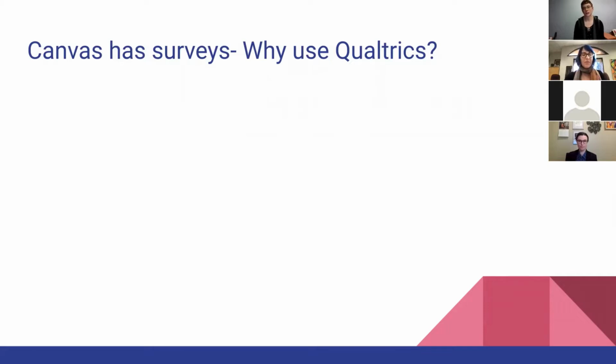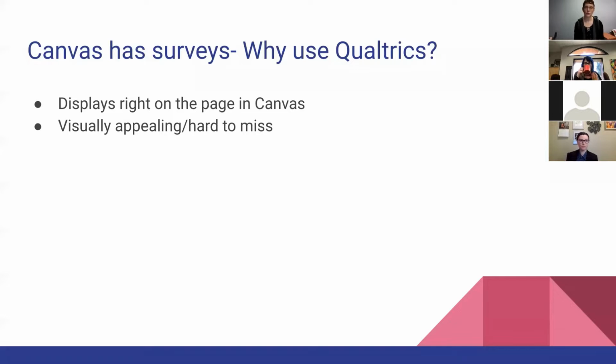Probably the biggest question for today is, if Canvas has a survey tool, why do I need to use Qualtrics, right? There are a couple of wonderful reasons, and the first couple are aesthetic, really. When you embed a Qualtrics survey in Canvas, it's going to display right on the page of material. It's very visually appealing, hard to miss, whereas a survey link is just going to be a link in Canvas, or it can be something that I decide to just click right through if I put the survey in a module. So it's really hard to miss them, and I just think they look nice.